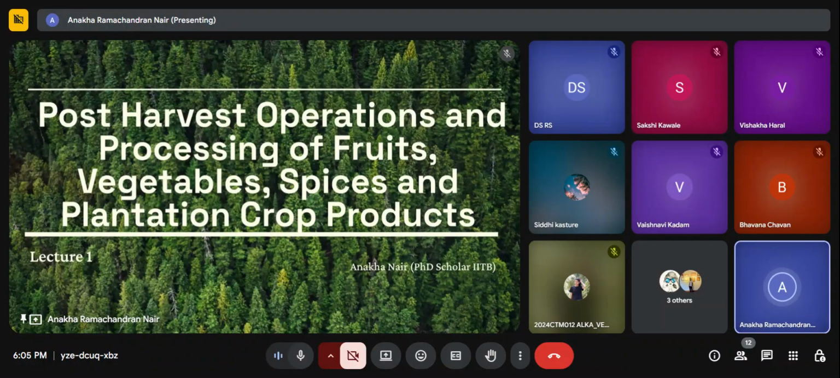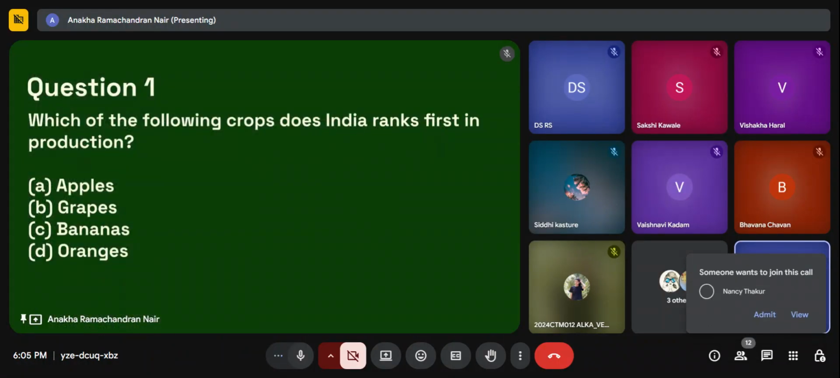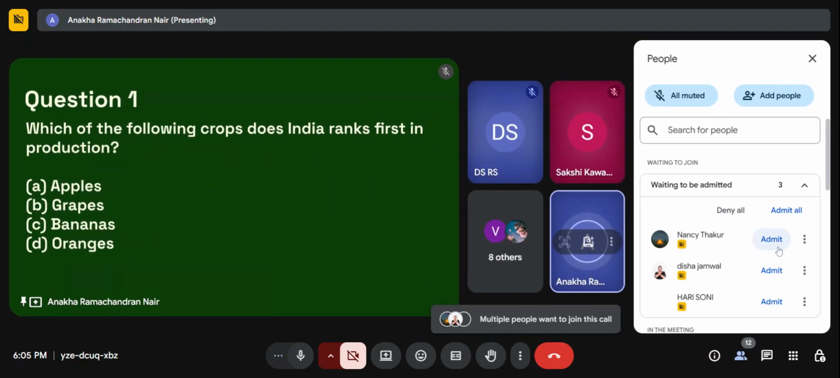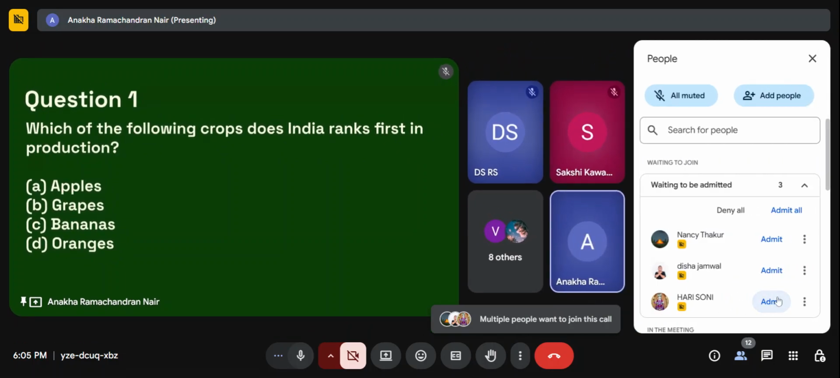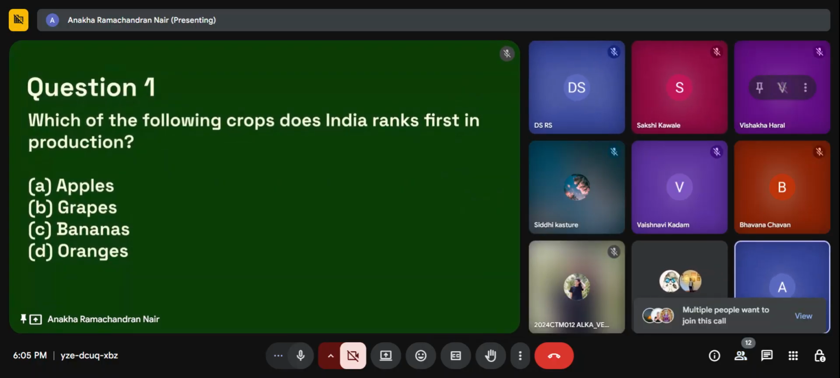I hope you all participate proactively, and if you have any doubts, please stop me and let me know. You can write it in the chat in case you don't want to unmute yourself and talk. Just one sec, there are a few more people joining.